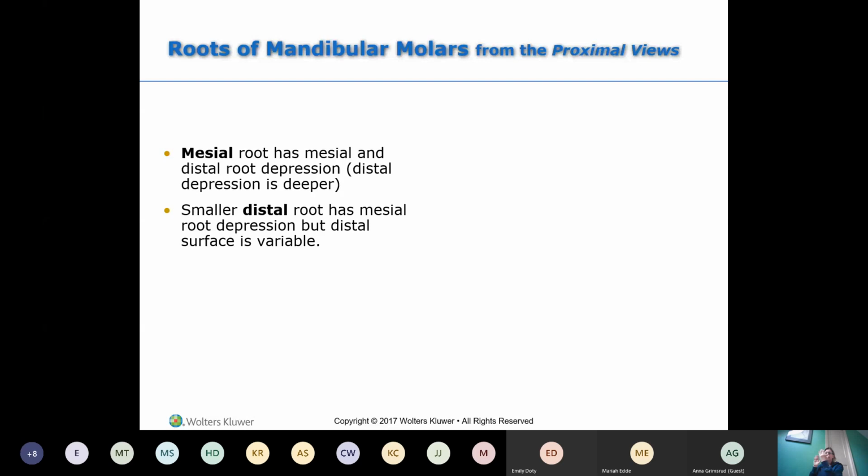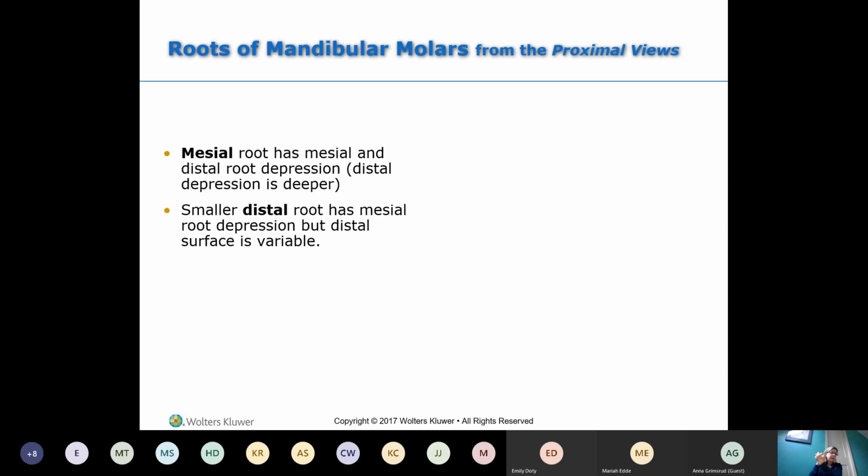You've got two roots and they sit like this. Okay, I'm going to turn my face. Can you guys see this? Yeah. Okay, here's your mesial root. Here's your distal root. Your mesial root has depressions on this side and this side. So we're going to treat these two roots as if they're two separate entities. Don't think about the crown, just think about the roots right now. The mesial root has a depression here and a depression here. The distal root, which sits like this, has a depression here on the mesial side, but it may or may not have one back here, okay?